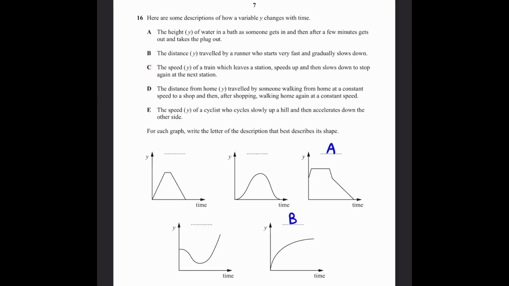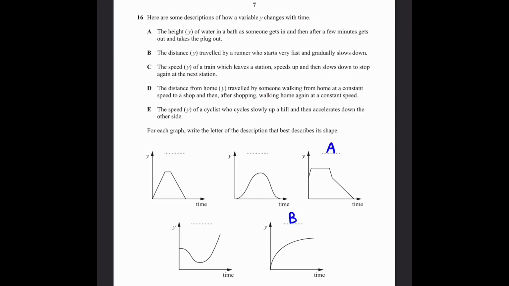Statement C. The speed y of a train which leaves the station, speeds up and then slows down to stop again at the next station. Let's concentrate on the lines which leave the station, speed up and then slow down. The only graph which meets all these requirements is this one. Because of the gentle acceleration at the start, then it speeds up, so the slope is higher, and then it slows down again, so the speed goes down, and it stops. So let's mark statement C for that graph.